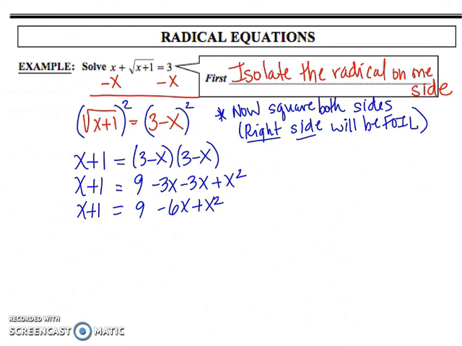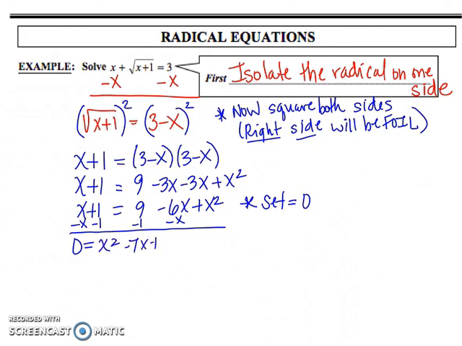And now, if I want to solve this, notice that I've got 3 different types of terms, so I need to set it equal to 0. Okay? So when I set it equal to 0, I'm going to subtract my x over, and I'm going to subtract my 1 over. So then I have 0 equals, and I'm going to put my terms in descending order right away as well. So I'm going to have x squared minus 7x plus 8.